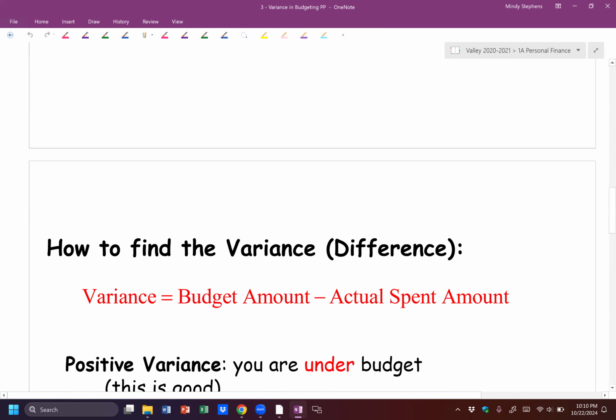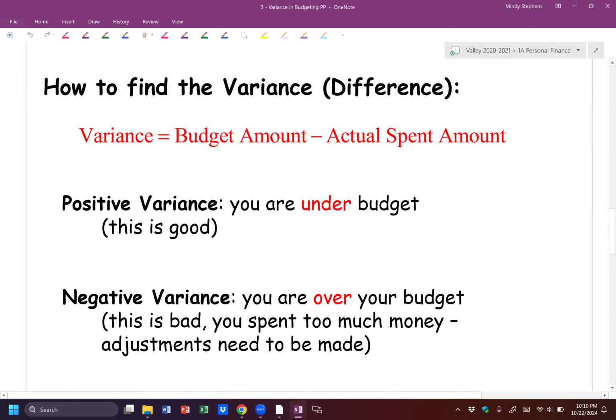So how do we find the variance? It's pretty simple. You just have to remember the steps. All you're doing is taking the budget amount and subtracting the actual spent. What did you budget minus what you spent? You plan, then you keep track of what you spent and subtract those two numbers. When you find variance, your answer is either going to be positive or negative.